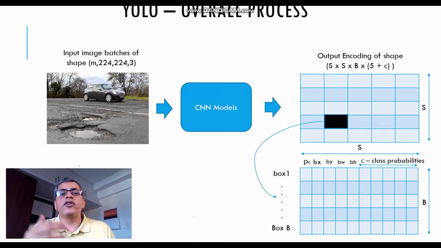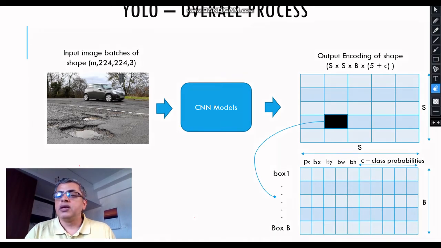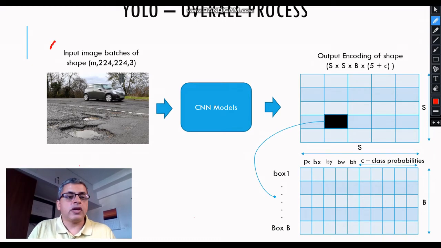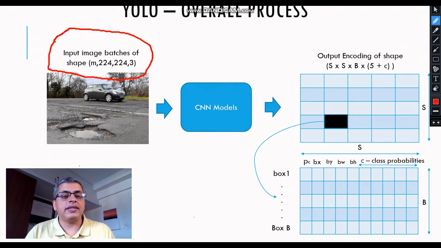So let's look at the overall process of YOLO. You start with an input image just like this. Let's say this is our input image, which has m batches, where m is the number of batches of input images with certain dimensions. This is first inserted into the network, and then you get an output. Let's look closely at the outputs.